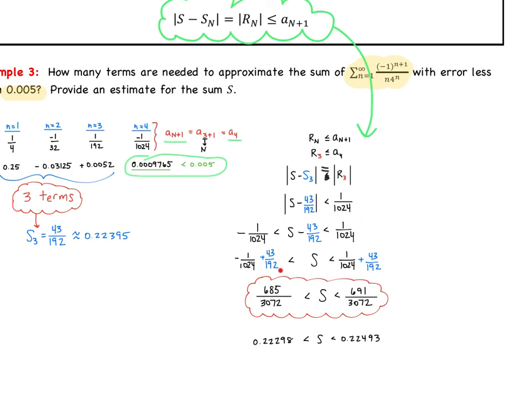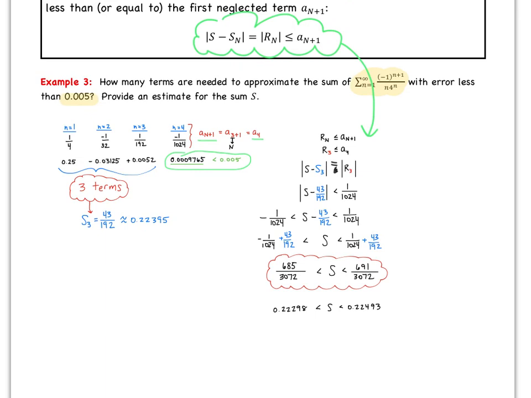Adding 43 over 192 to both sides, we're going to get that the overall sum of this series has to fall between these 2 values. Those 2 values are approximately 0.22298 and 0.22493. If we were to look at S sub 3, the partial sum, you would actually see that that value falls in between here. So it is a good representative of the overall sum of the series. If you have any questions, let me know.